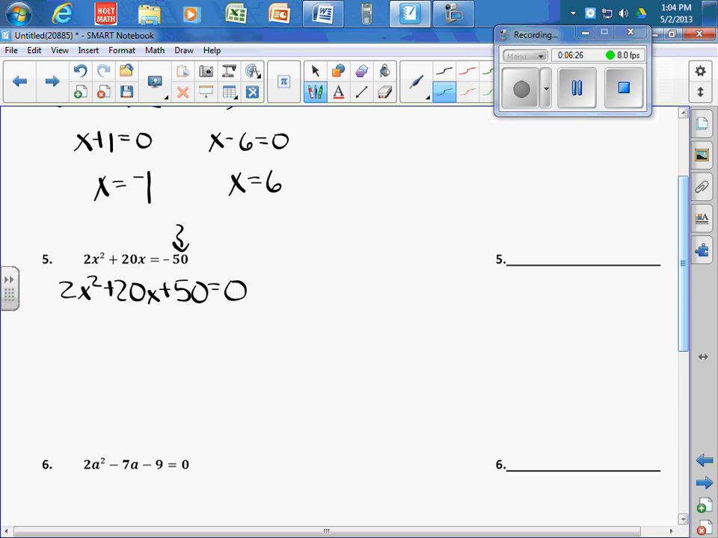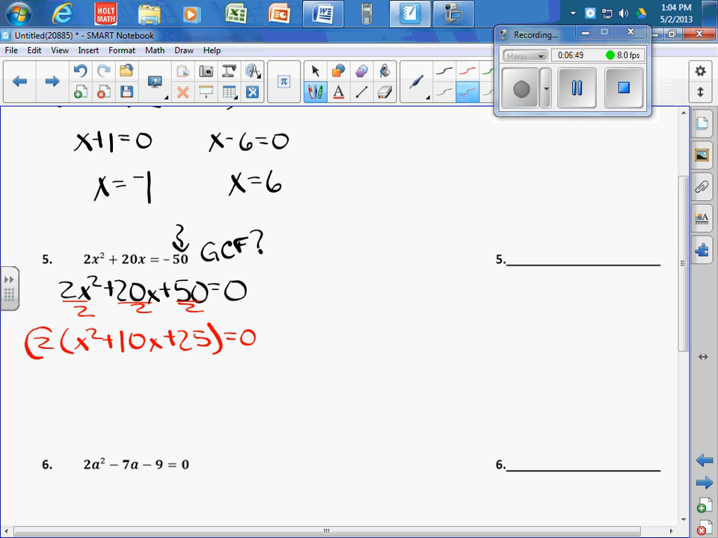See if this can be factored first. I'll tell you right now, if you can pull out a GCF, you're probably going to be factoring it anyway. Is there a GCF? Yes, there is. That GCF, 2. So pull out that 2. We've got 2 times the quantity x squared plus 10x plus 25 is equal to 0.